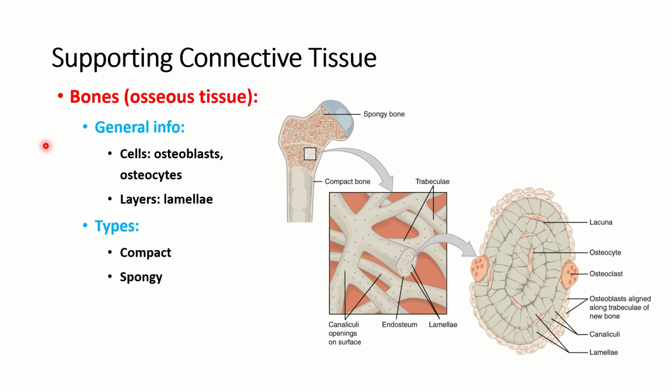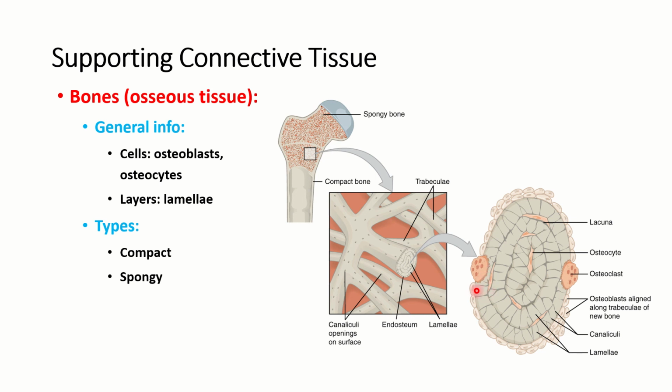Bone or osseous tissue, they are made of osteoblasts, they are young, and osteocytes, they are mature cells. And they are made of these layers. Each layer is called lamella. Lamellae is the plural form. And these are the osteocytes. They are located in the lacuna, similar to cartilage. You have this osteoclast, and that's the one that destroys the bone, and that makes increasing calcium level.